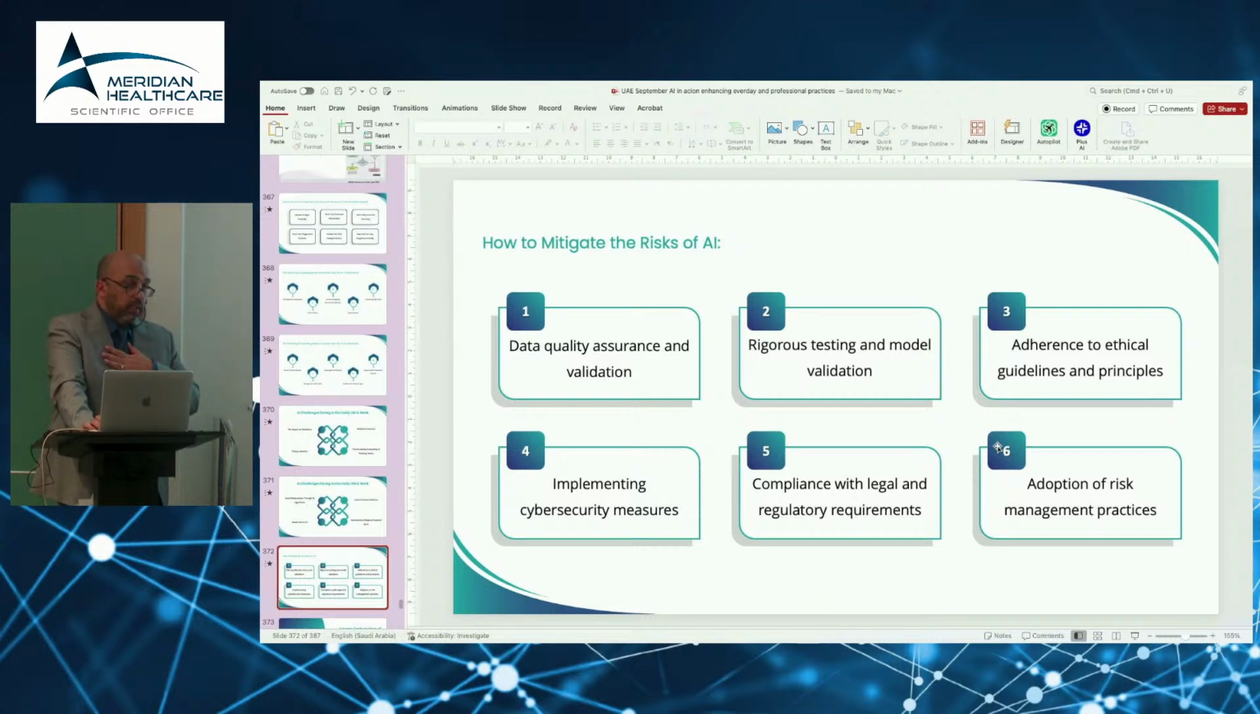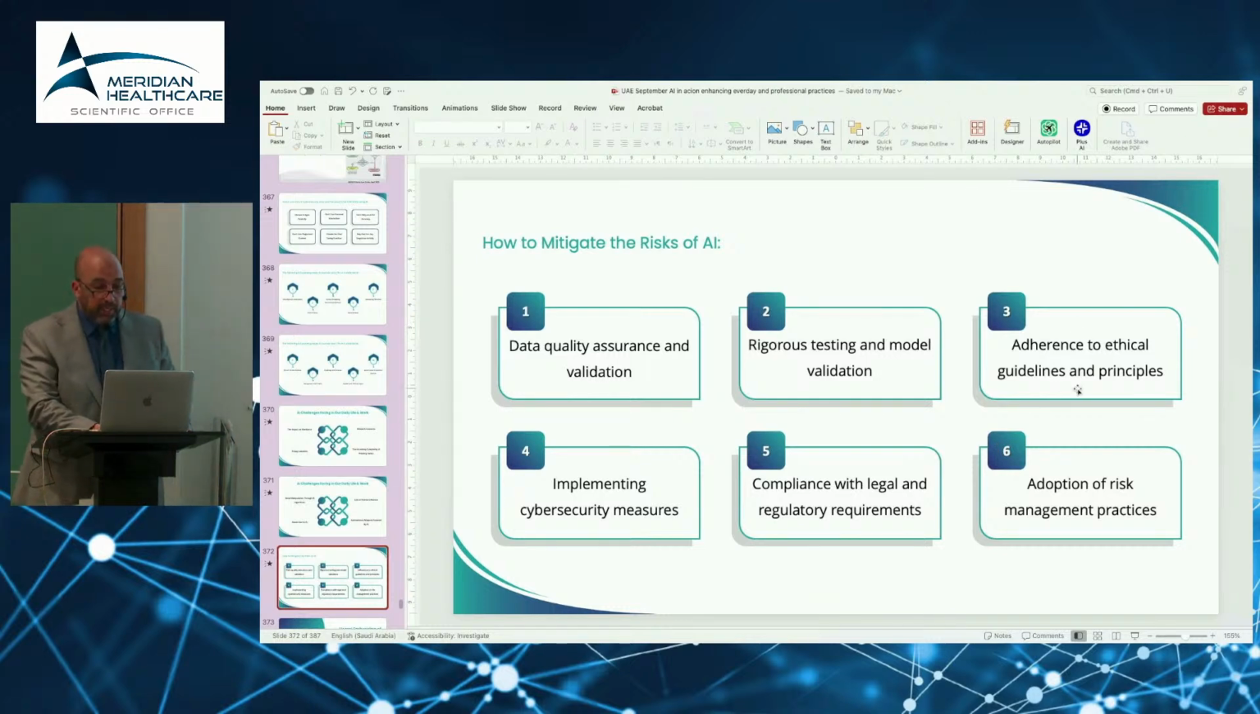If we are working in research or data analysis, we need to ensure data quality and validation, rigorous testing and model validation. Programmers and those who develop the models need to test the models rigorously before launching them. For this reason, you can find in many applications the word beta. Beta means that this application is still under trial and evaluation.